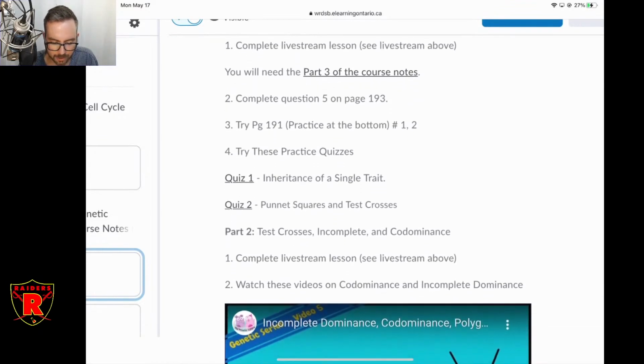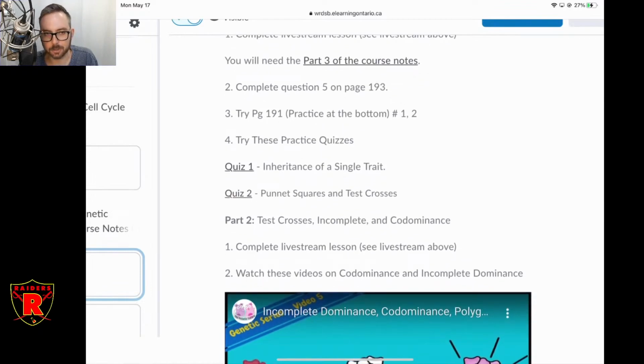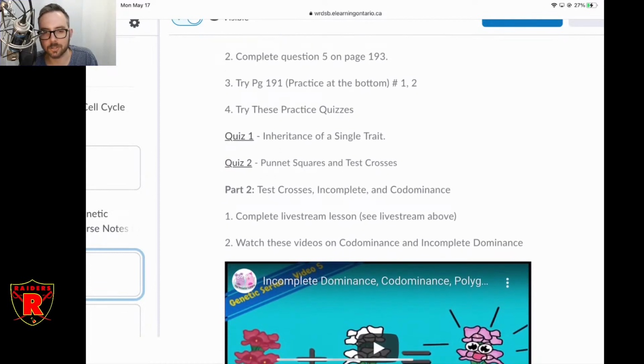You're going to try on page 199. These are the practice problems that I already mentioned. It's numbers 1 and 2, okay, at the bottom of 191. And then I have 2 practice quizzes for you to try. Again, these are optional, but I encourage you to try them and test out your skill.